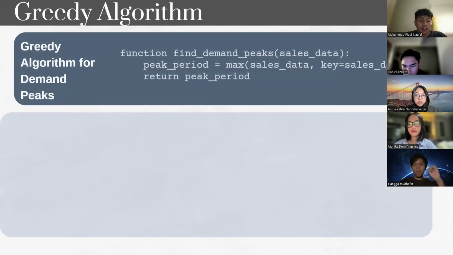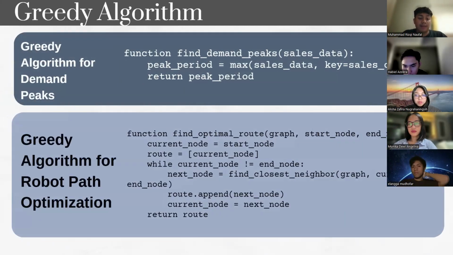Next is the greedy algorithm for demand peaks. Use the built-in max function to identify the time period with the highest demand, and the function uses sales data as a key to compare demand values. It returns the time period with the highest demand.